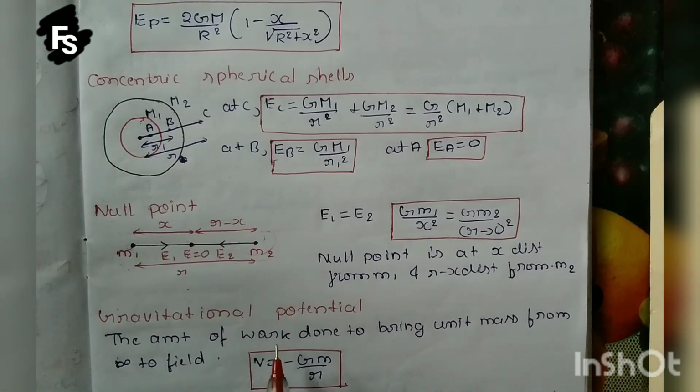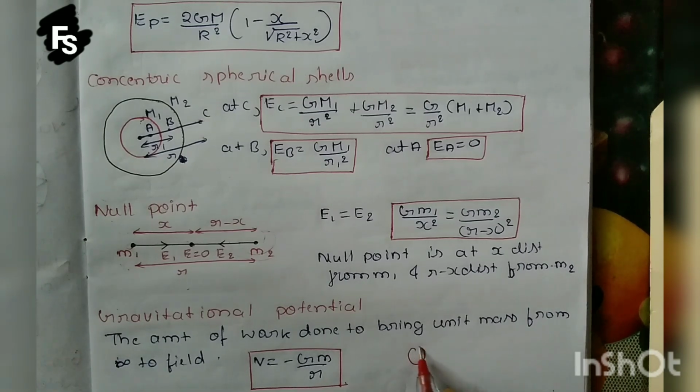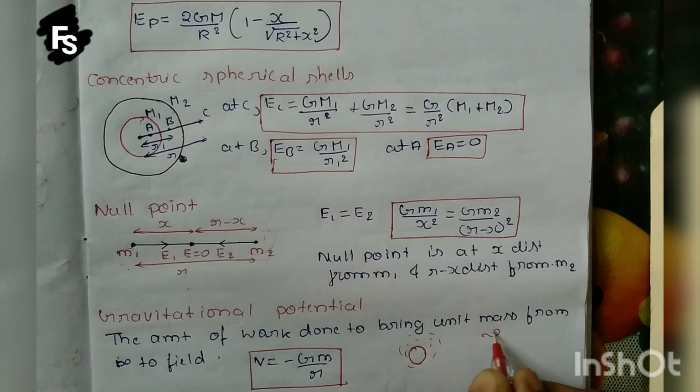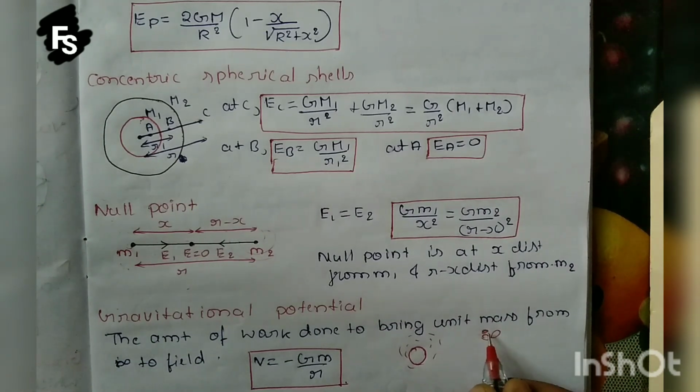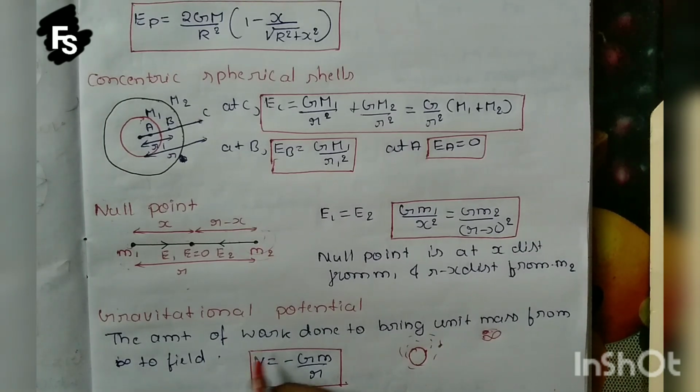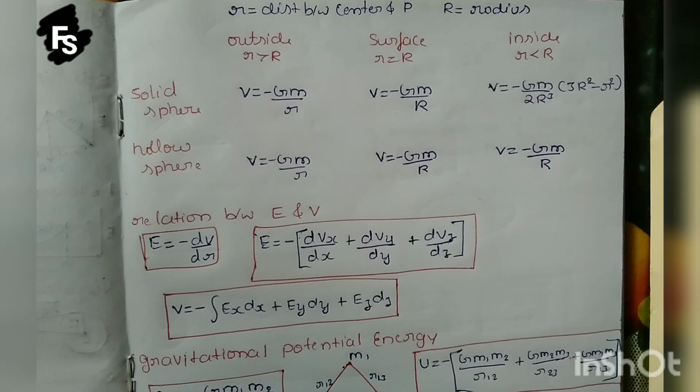Next come to gravitational potential. What is gravitational potential? The amount of work done to bring a unit mass from infinity to the field. Here, this is Earth. This is the gravitational field, but the mass is at infinity, and you have to bring it in. The work done to bring the unit mass from infinity to the field is known as gravitational potential. Here V is equal to minus Gm by R. Minus is due to being opposite to the gravitational field, so minus Gm by R.